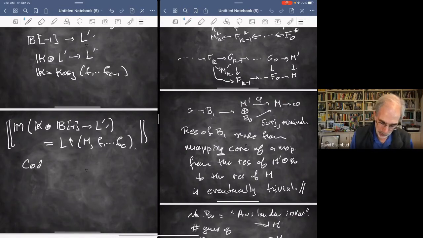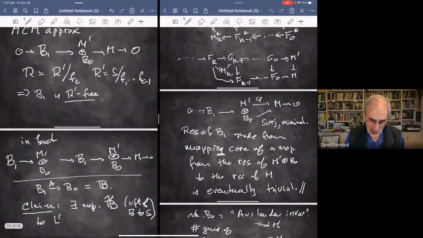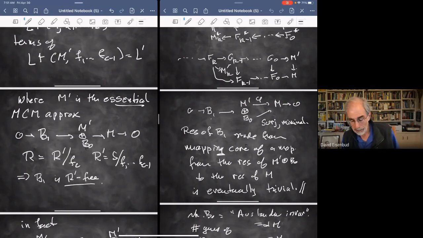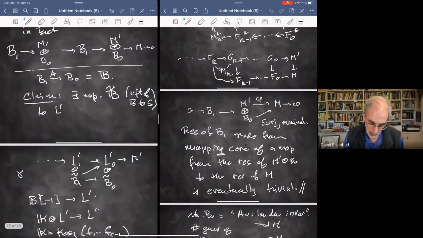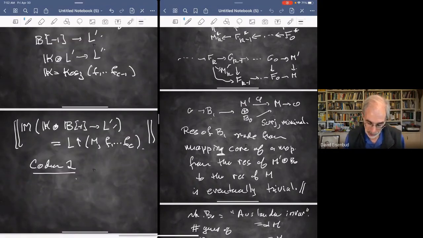So here's the codimension 2 case. Well, I have to start the induction in codimension 1. I didn't say that. But in codimension 1, M prime disappears. There are no maximal Cohen-Macaulay modules over a regular ring without free summand. So there's no M prime. There's just B1, B0. And so if you trace through this construction, you're just getting the old situation, B1 to B0. That's what I'll call B of 1. And that's a resolution of M prime in this case.